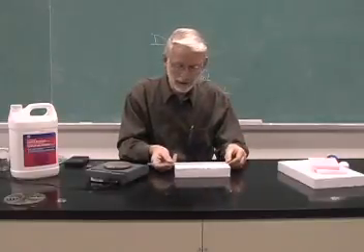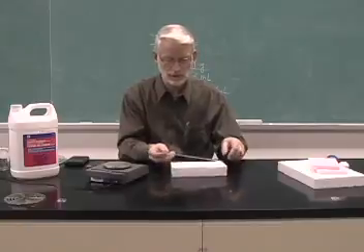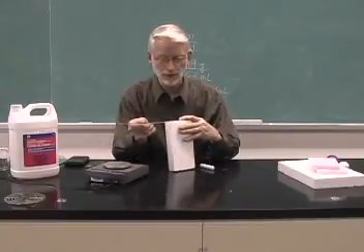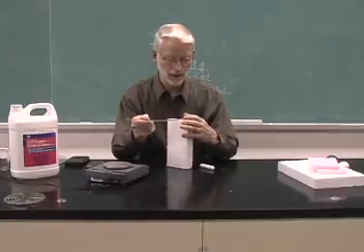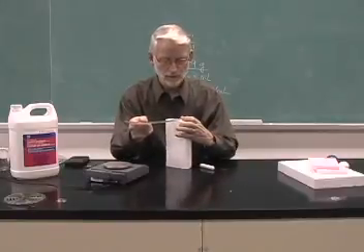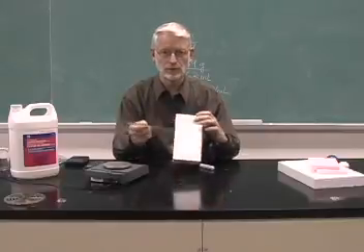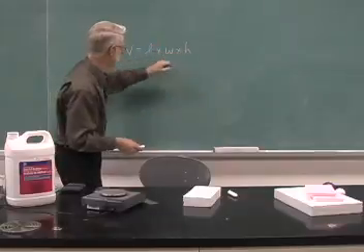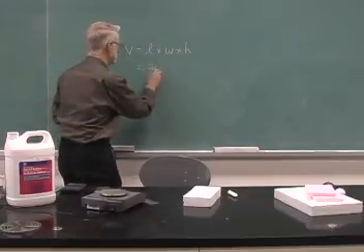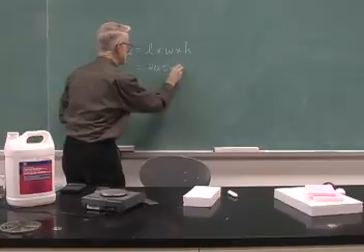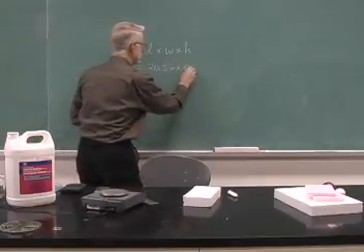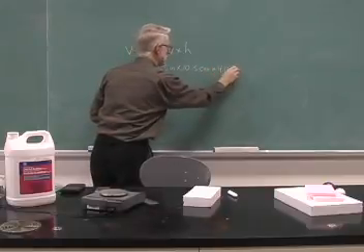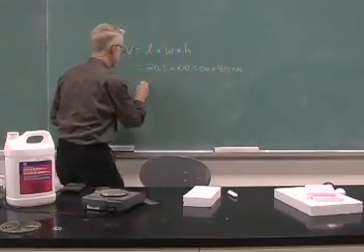So in this case, the length is 20.5 centimeters. The width is 10.3 centimeters, and the height is 4.0 centimeters. Volume of a rectangular solid is given by length times width times height. The length is 20.5 centimeters. The width was 10.3 centimeters, and the height was 4.0 centimeters.